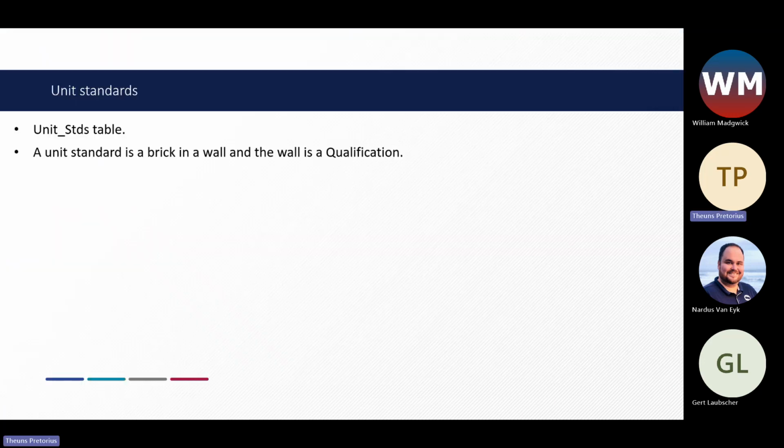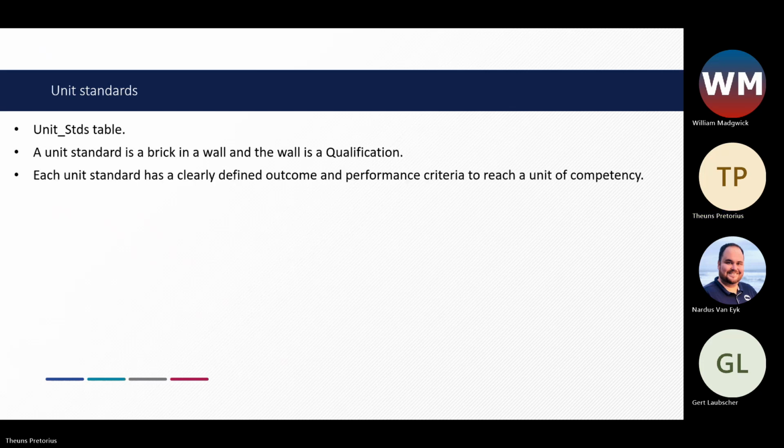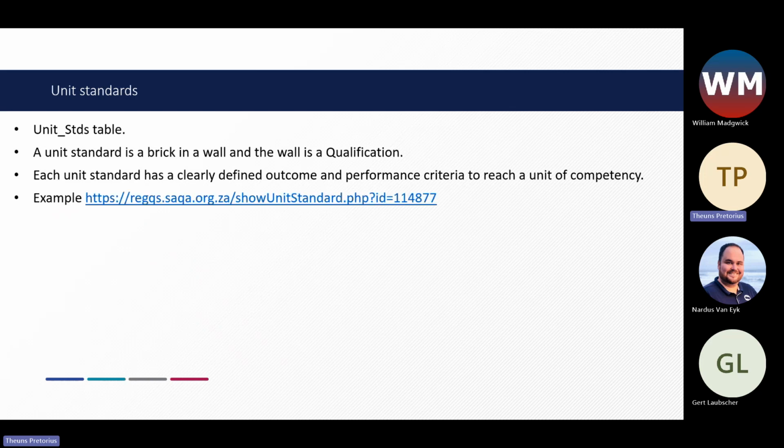To show something here. Just so you know, the standard is a brick in the wall, and the wall is a qualification. So it's a lot of building blocks towards a qualification. Each unit standard has a clearly defined outcome and performance criteria to reach a certain level of competency. Let me show an example quickly.